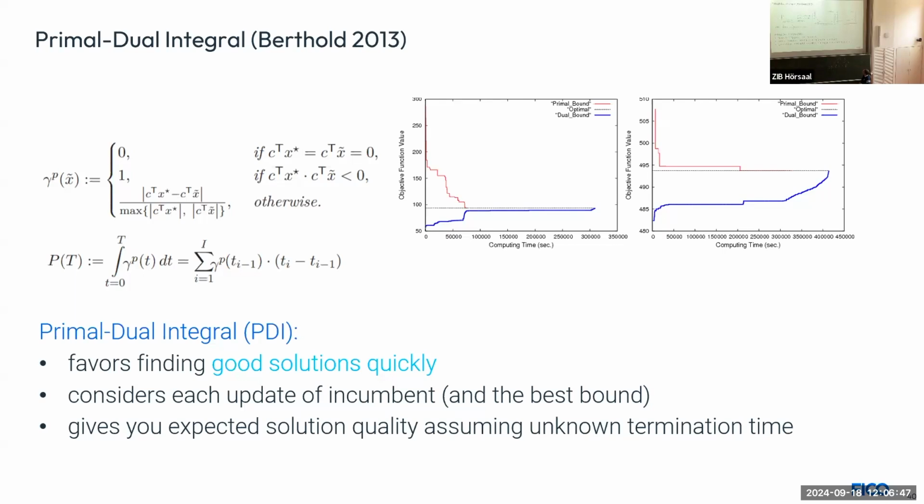It's easy to compute, and it's a good measure because it favors finding good solutions quickly. That's what matters a lot in practice of MIP solvers, in particular for problems that you can't solve to proven optimality within any reasonable time. It considers each update of the incumbent, not only the final solution, when and where you found it, and of the best bound also. And there's even an interpretation of it that it gives you something like the expected solution quality if you terminate it at an unknown point in time, which from a solver perspective is realistic because you don't know what your users are doing and which time limits they employ, how fast is their hardware, and so on. I'm running over time again.